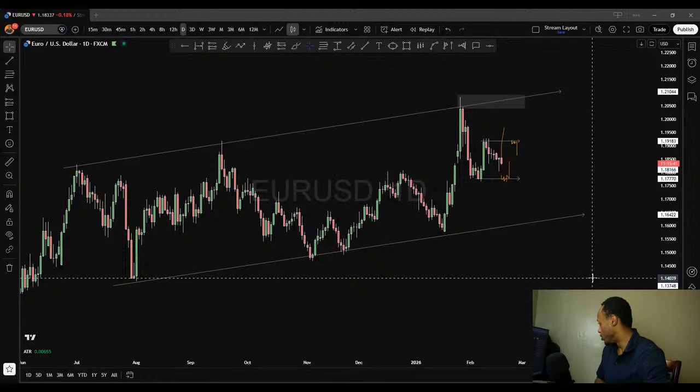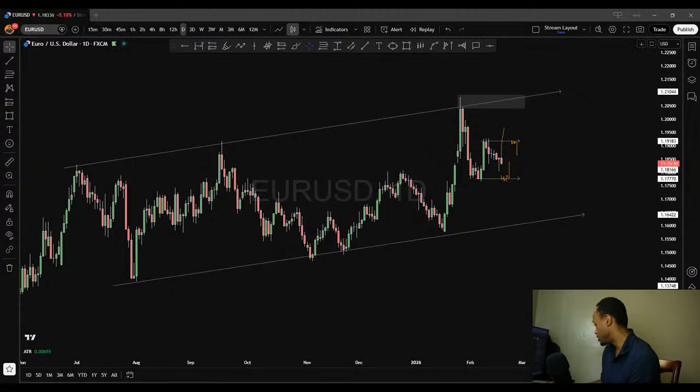We'll go through US 30 next, and then we'll take a look at gold and New Zealand dollar, and Aussie CHF as well. Dollar CAD, retest 1.36. Okay, no problem.